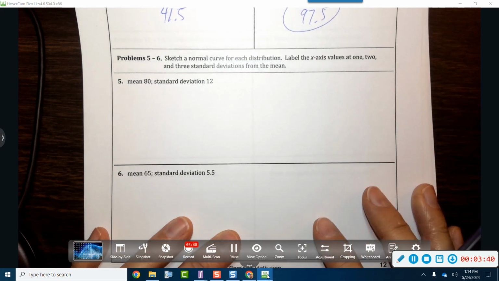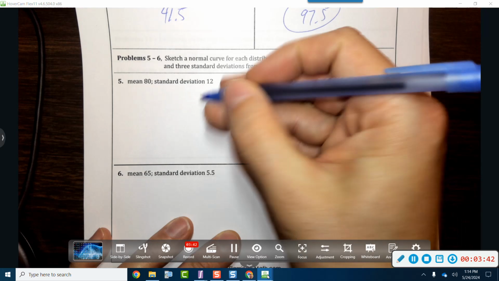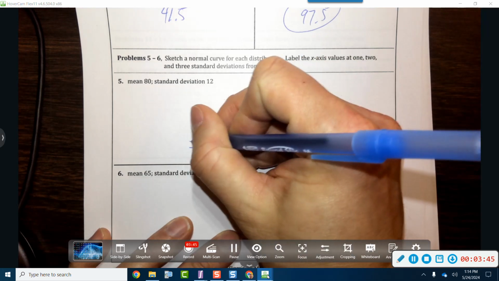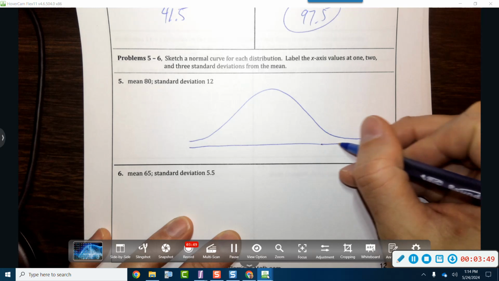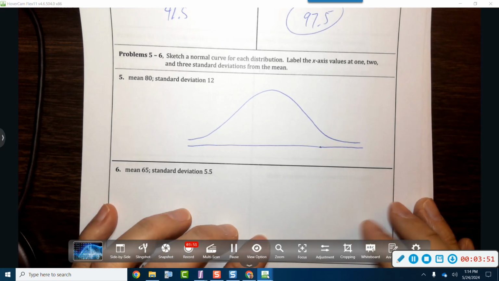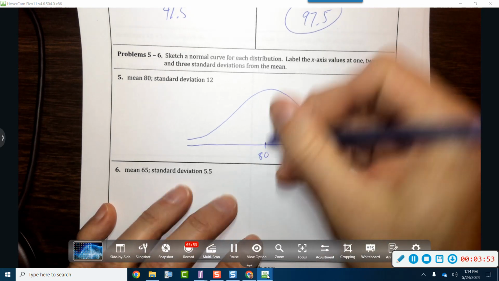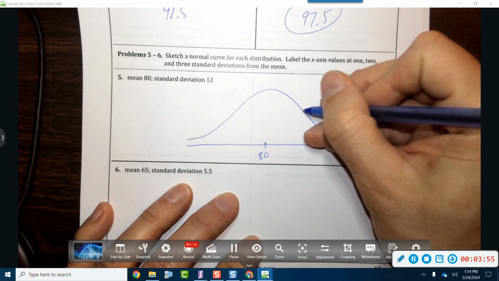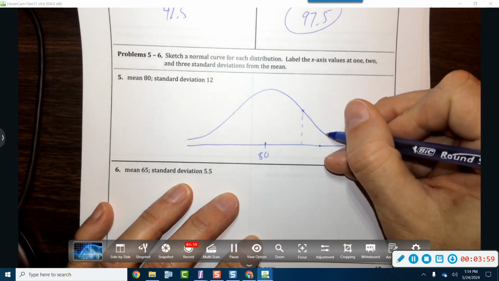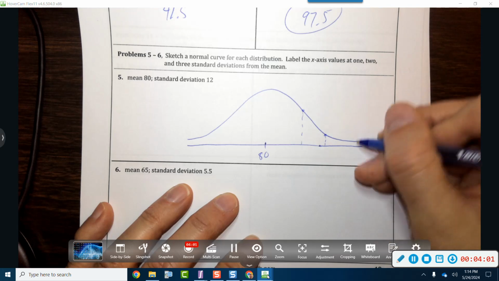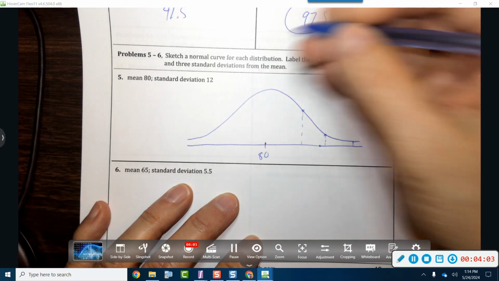Okay. All right. Sketch a normal curve for each distribution. Label the x-axis 1, 2, and 3 standard deviations from the mean. Okay, so here we are. That looks beautiful. The mean is 80 and the standard deviation is 12. The first standard deviation is right about there. The second one is usually right about there. And then the third is way up here.